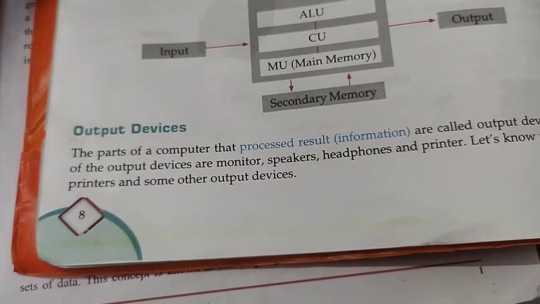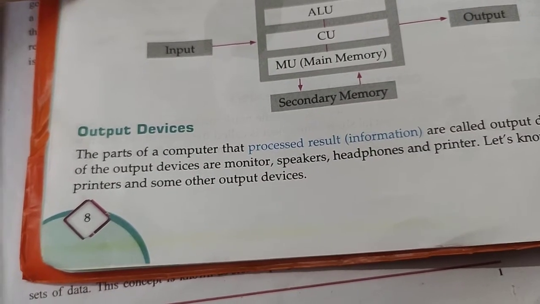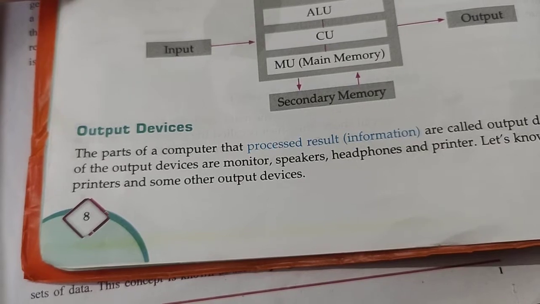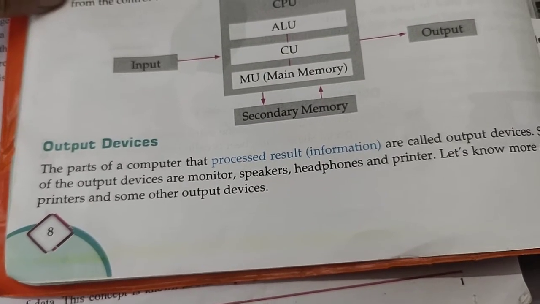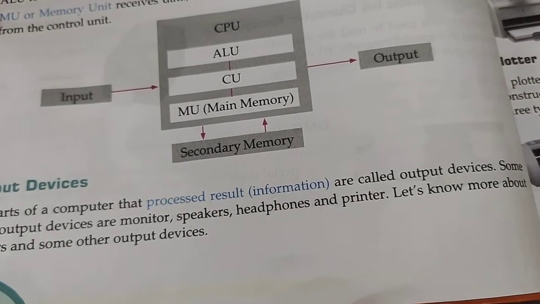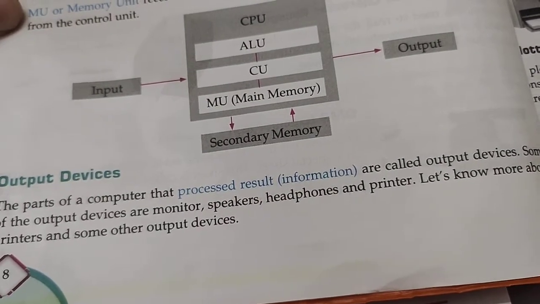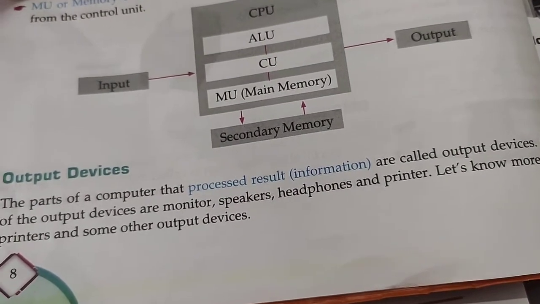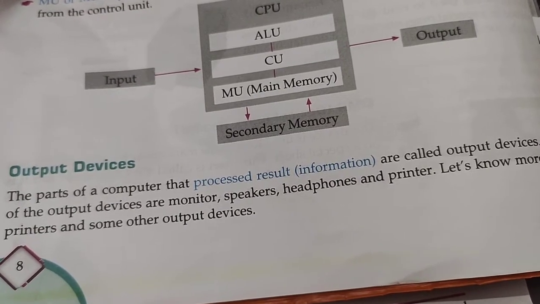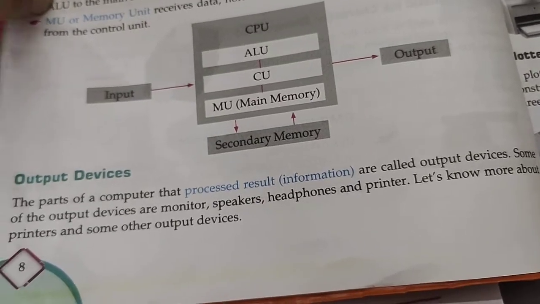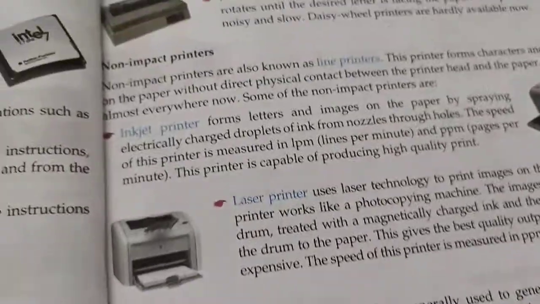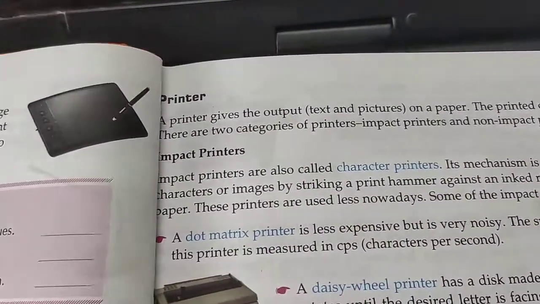Hello students, the third part of the fundamental hardware devices is the output device. The part of the computer that processes results is called output. The thing which we write in the computer is input, and the answer which we get is called output. Output comes in many types, so we have different output devices.